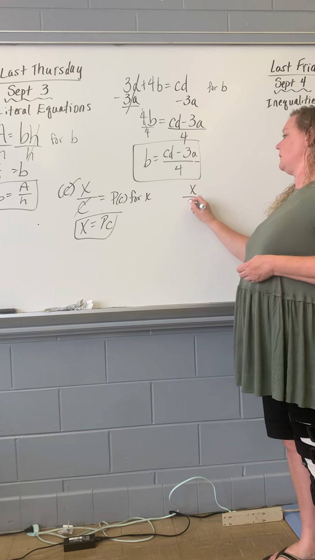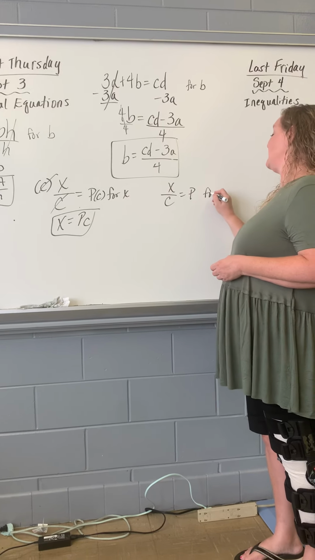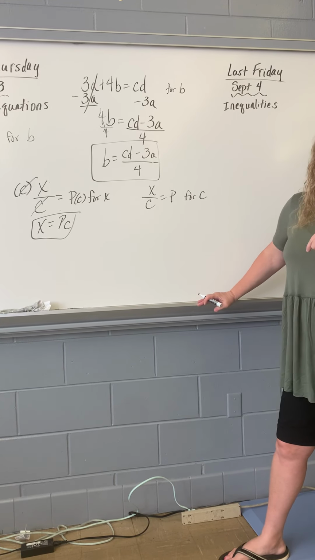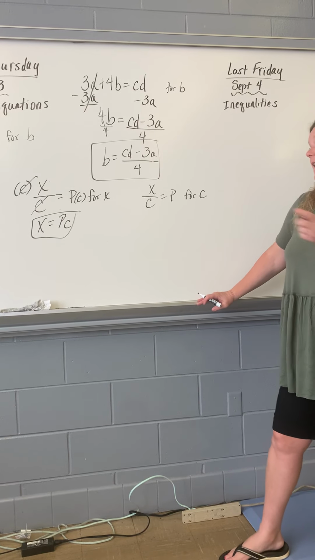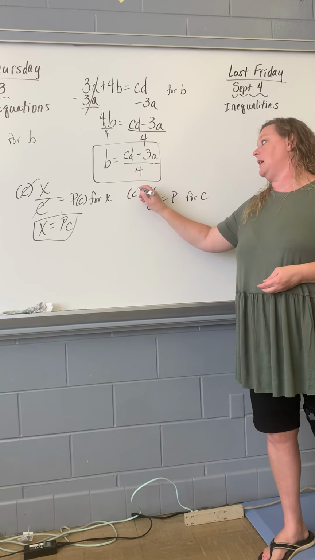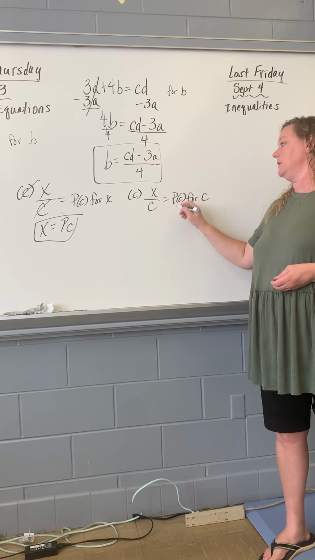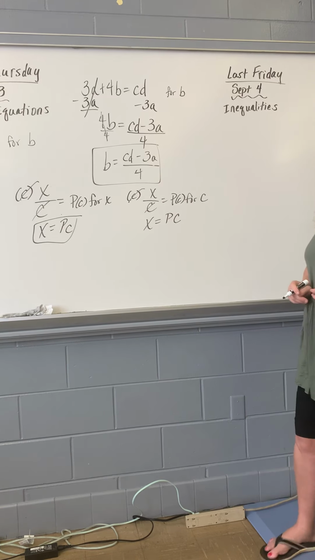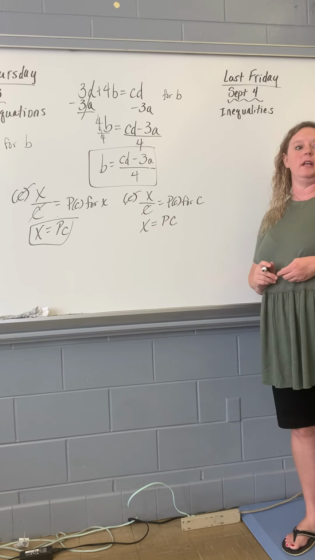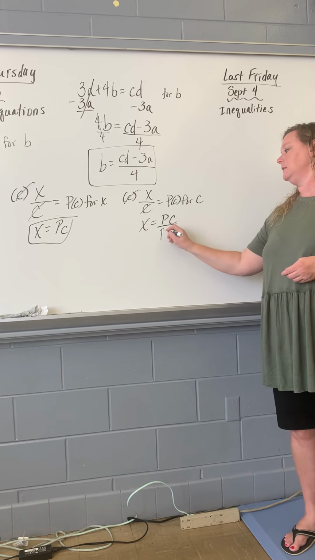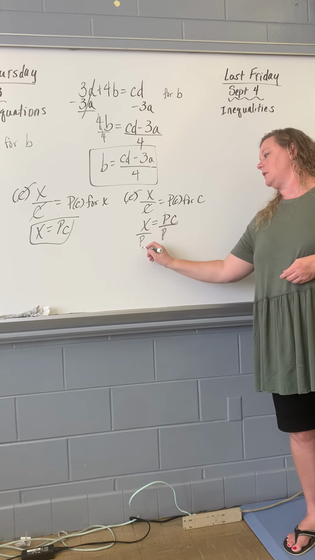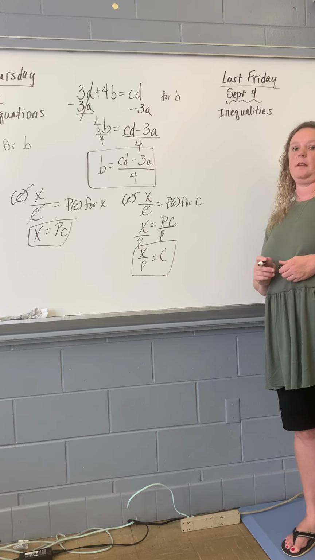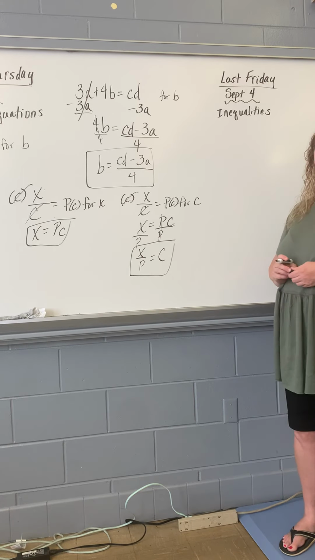Same problem, x over c is equal to p. What if they tell me to solve it for c? That's a little bit more difficult because c is in the bottom of the fraction. So the very first thing I'm going to do is get it out of the bottom of the fraction. So I'm going to multiply by c, and we'll start the same way I would the other one. So now I have x is equal to p times c. This is a multiply, so to get rid of it, I divide. So x over p is equal to c. Okay. And that is literal equations.